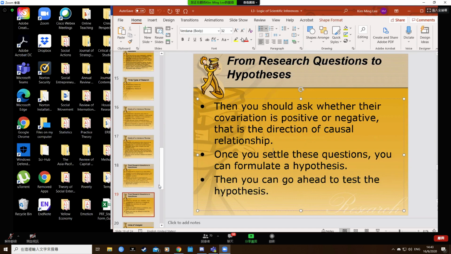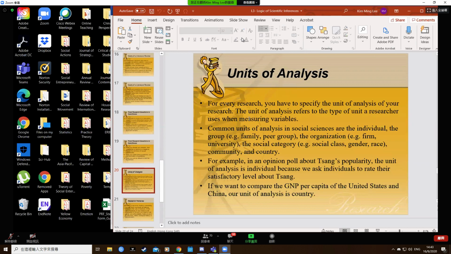So, unit of analysis. Unit of analysis is what kind of object you are studying. For every research question, you have to specify the unit of analysis of your research. The unit of analysis refers to the type of unit a researcher uses when measuring variables. For example, in qualitative research, we talk about themes and units of analysis. So in your research, for example, I want to study divorce.